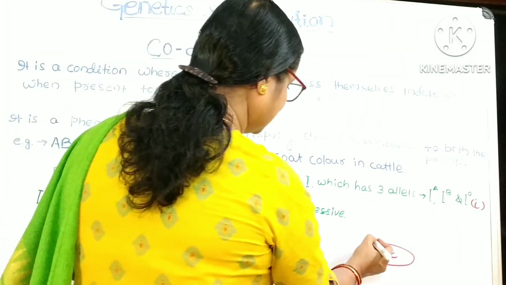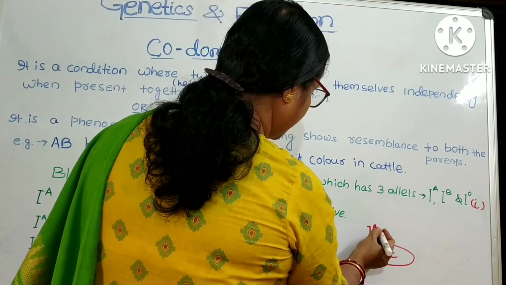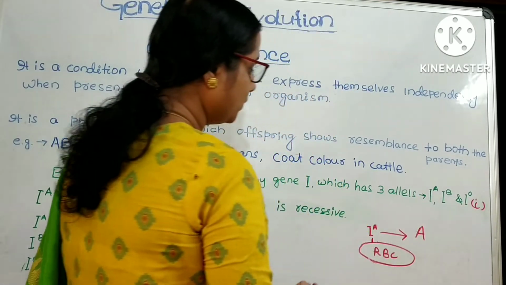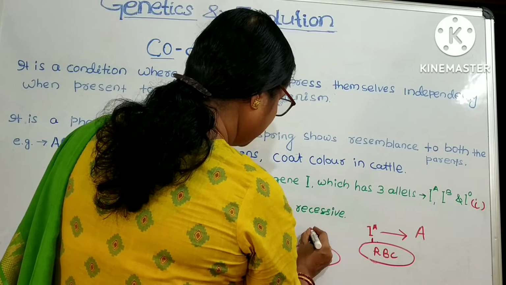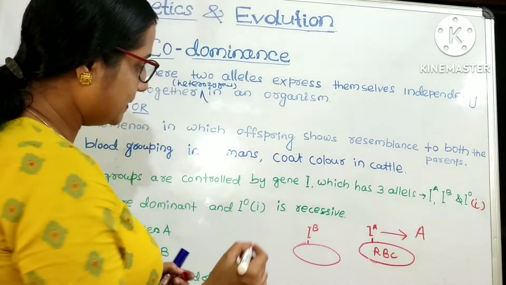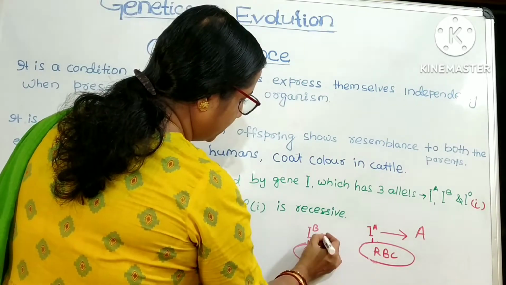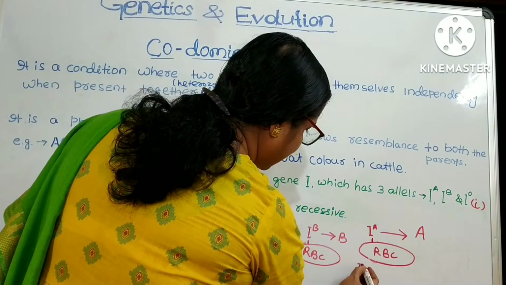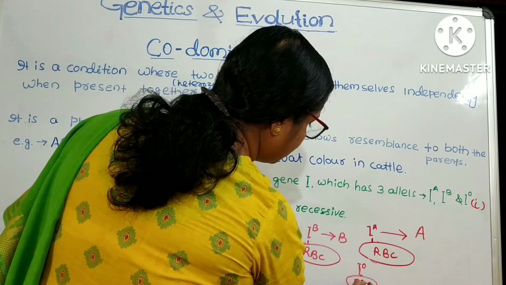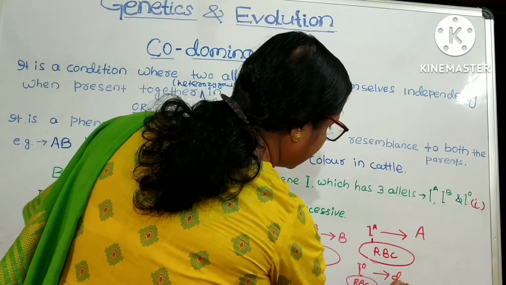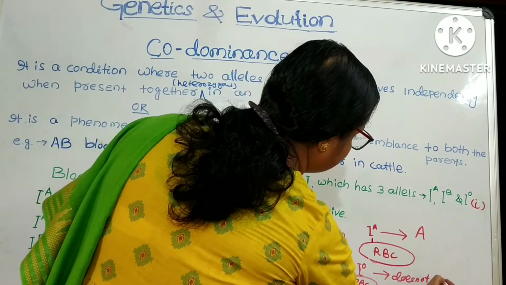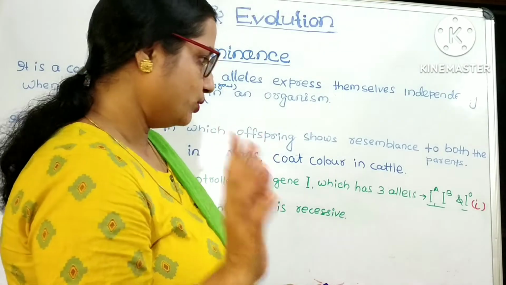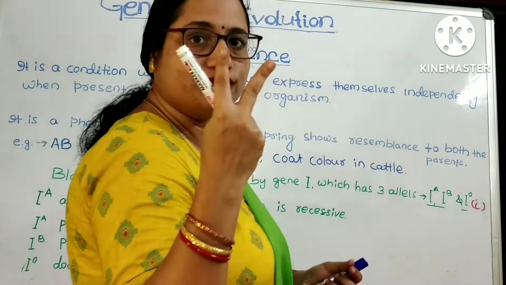When IA is present on the surface of RBC, it produces the antigen A. When IB is present on the surface of RBC, it produces the antigen B. When the allele IO is present on the surface of RBC, it does not produce any kind of antigen. As a human being is a diploid organism, a person can possess two alleles out of three alleles.